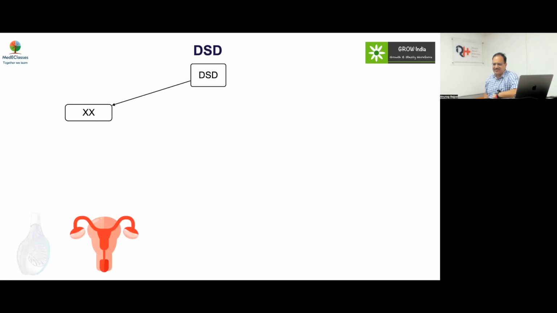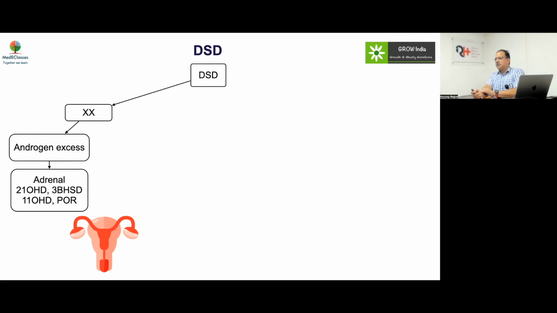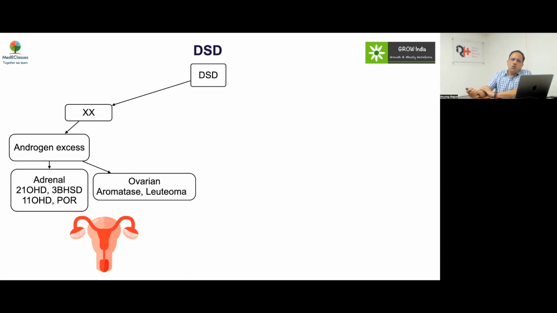You will have an XX DSD, which is characterized by lack of palpable gonad and the presence of Mullerian structure. So in XX-DSD, it's usually because of too much androgens, and these androgens can come from the adrenal. So you've got the CAH variant, the 21, 3 beta, 11 and POR. They are all going to cause your androgen excess, or ovarian production, namely coming from the aromatase deficiency, rarely from luteoma.